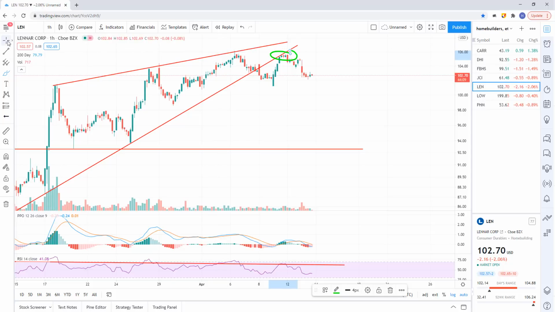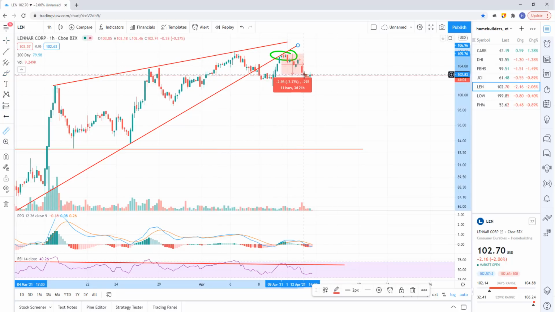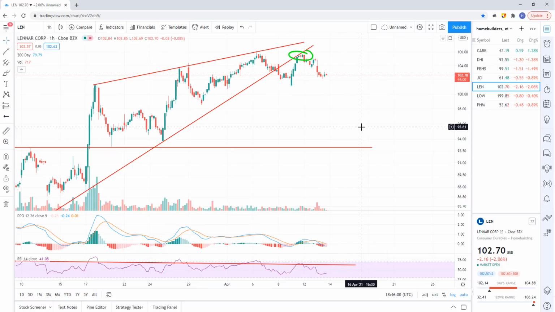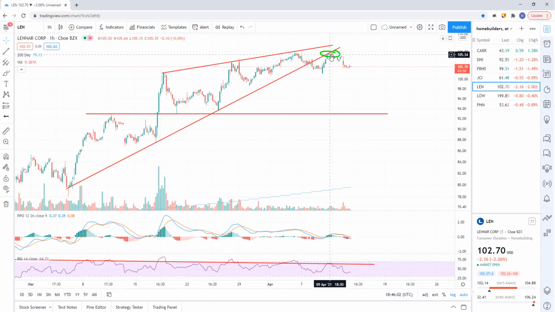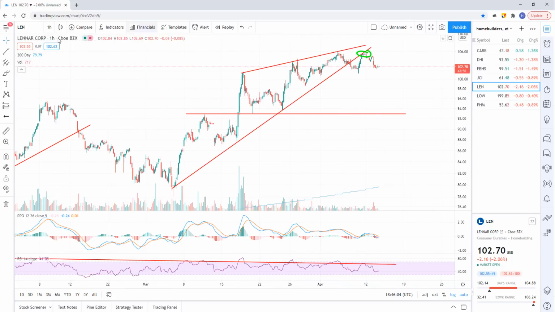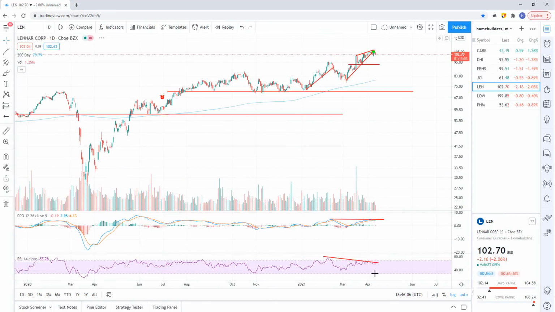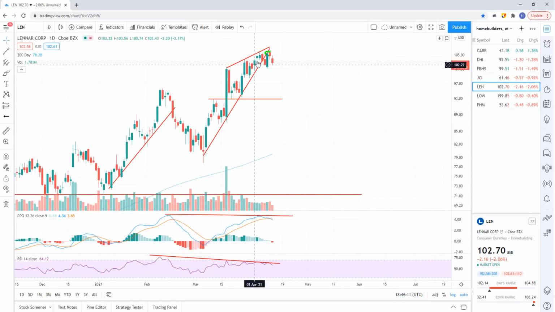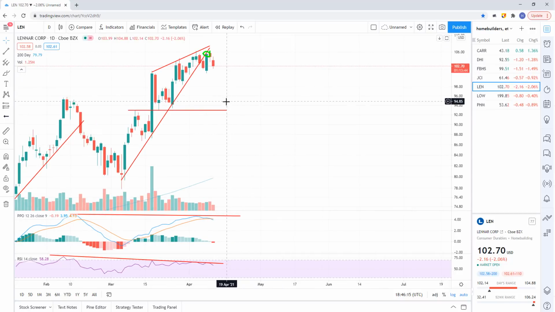And since then, it's dropped from that back test. It's down about, almost 3%. Not impulsively dropping yet, but we are dropping. And again, this one on the daily has clean negative divergence on the PPO and the RSI, and we broke trend, back tested, and now I'm looking at it to continue down. All right, so first level of support, about 93 is what I'm looking at.